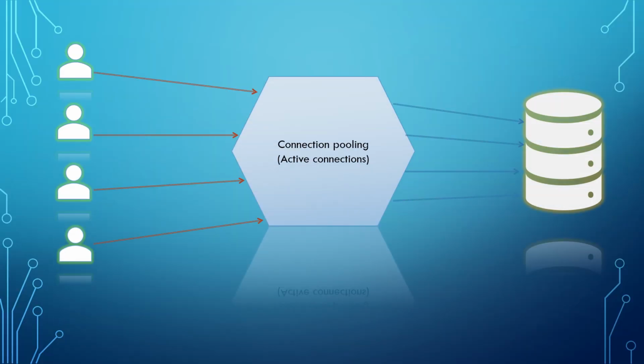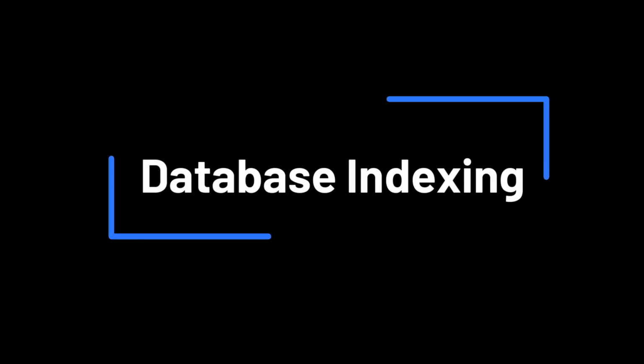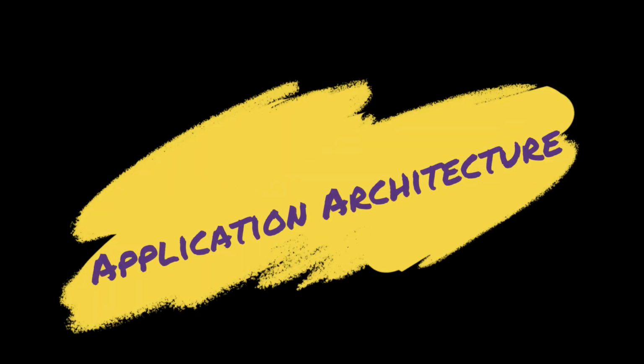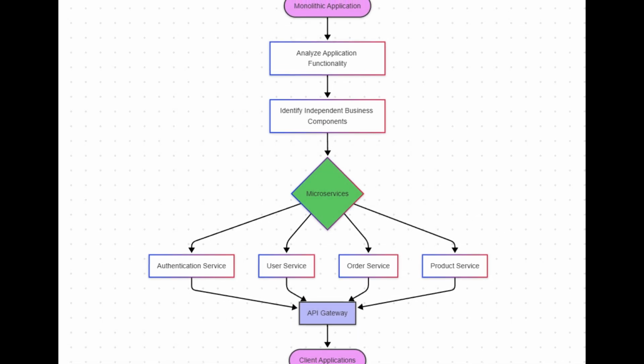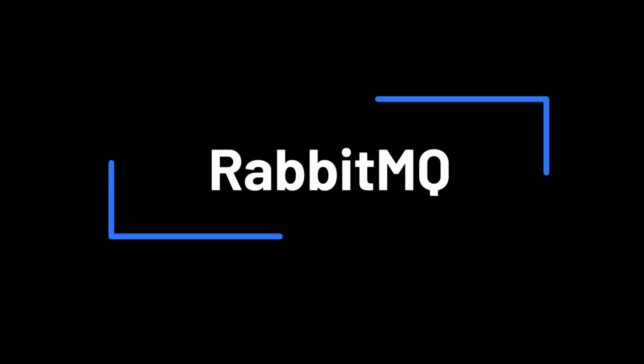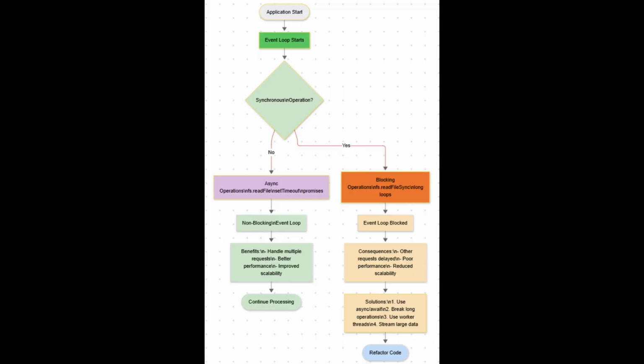Implement connection pooling. Use database indexing effectively. Consider database sharding for very large datasets. Application architecture. Break down into microservices if beneficial. Implement message queues, RabbitMQ, Kafka, for async processing.